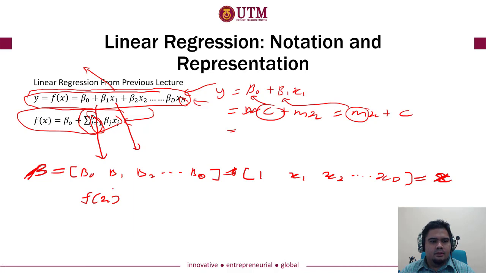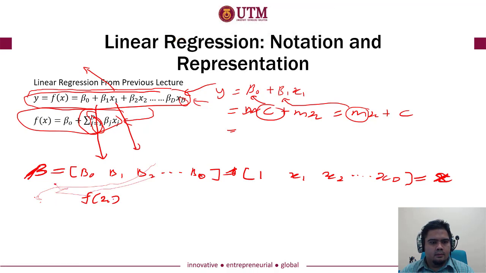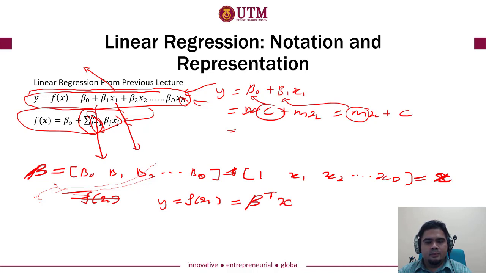Y is equal to f(x) equal to your beta transpose x. Okay, why transpose here is because once you transpose and then you multiply with your x, that will become element-wise multiplication. It's a dot product there, it should be a dot product operation.